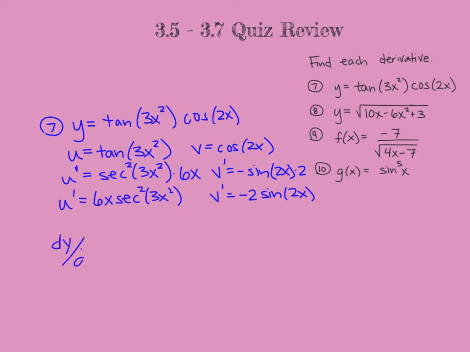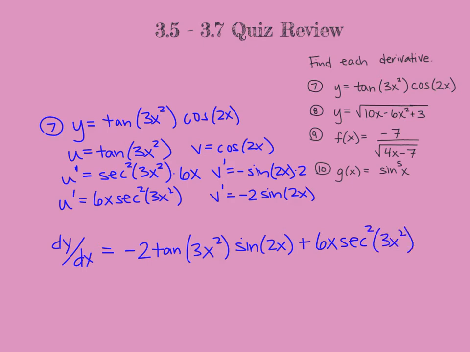So we'll have u times v prime. You can write the tangent function first or the sine function first. It does not matter since they're being multiplied. But what does matter is that that negative 2 goes out in front of that whole term. So this is u times v prime written appropriately. Then we want to add v times u prime. So cosine of 2x times 6x secant squared of 3x squared. So once again, for the same reason that 6x goes out front, and really the other way that you write stuff, it does not matter the order, since multiplication is commutative.